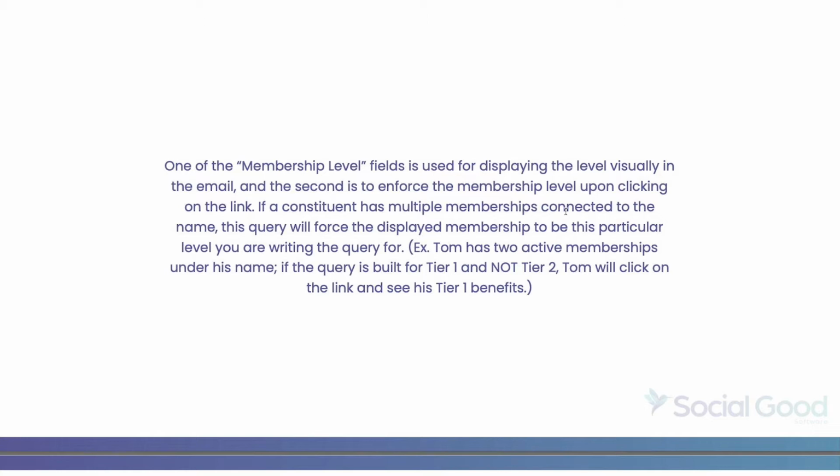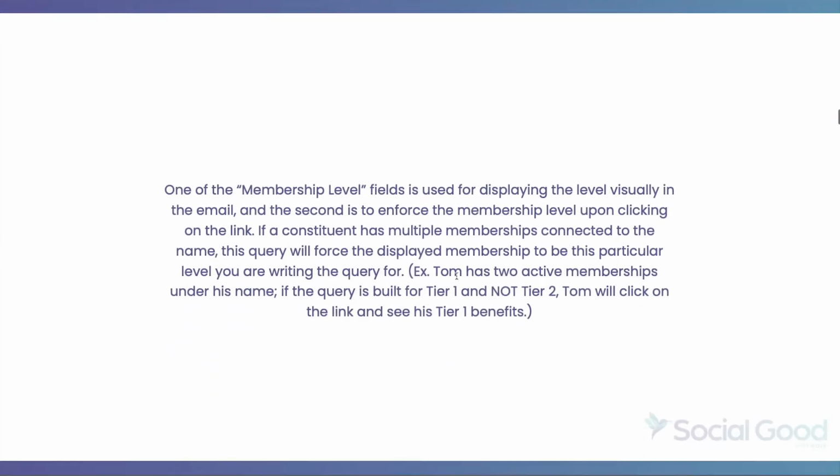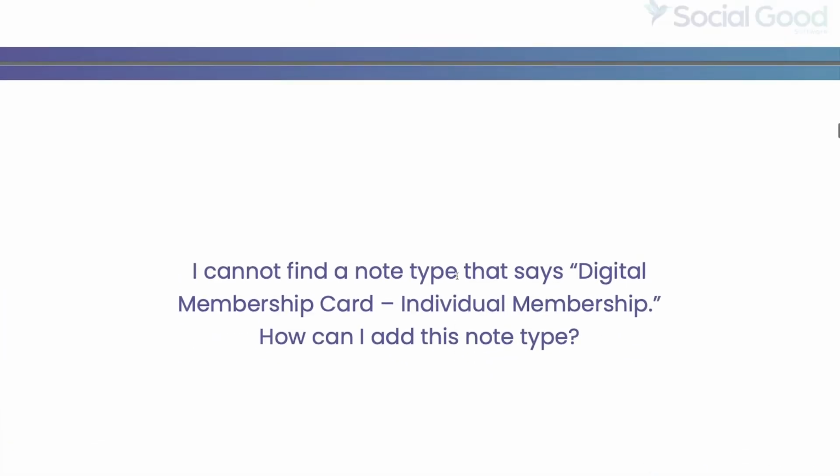If a constituent has multiple memberships connected to the name, this query will force the display membership to be a particular level. For example, Tom has 2 active memberships under his name. If his query is built for tier 1 and not tier 2, Tom will click on the link and see tier 1 benefits. So that's the main reason why we display the membership level twice on those queries.